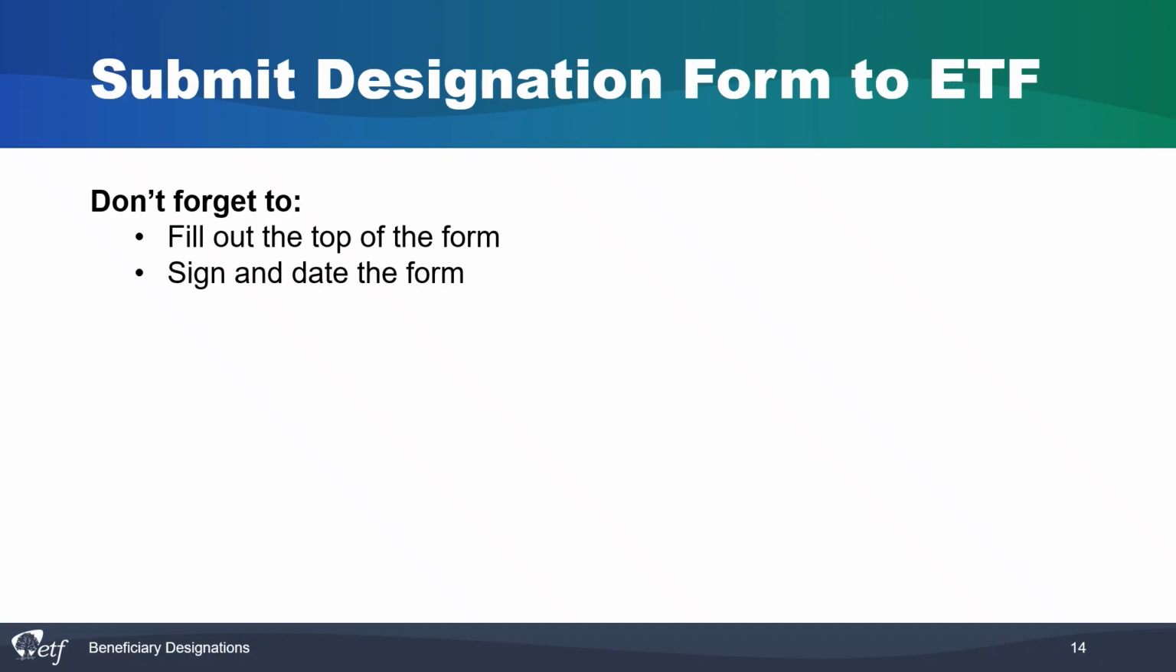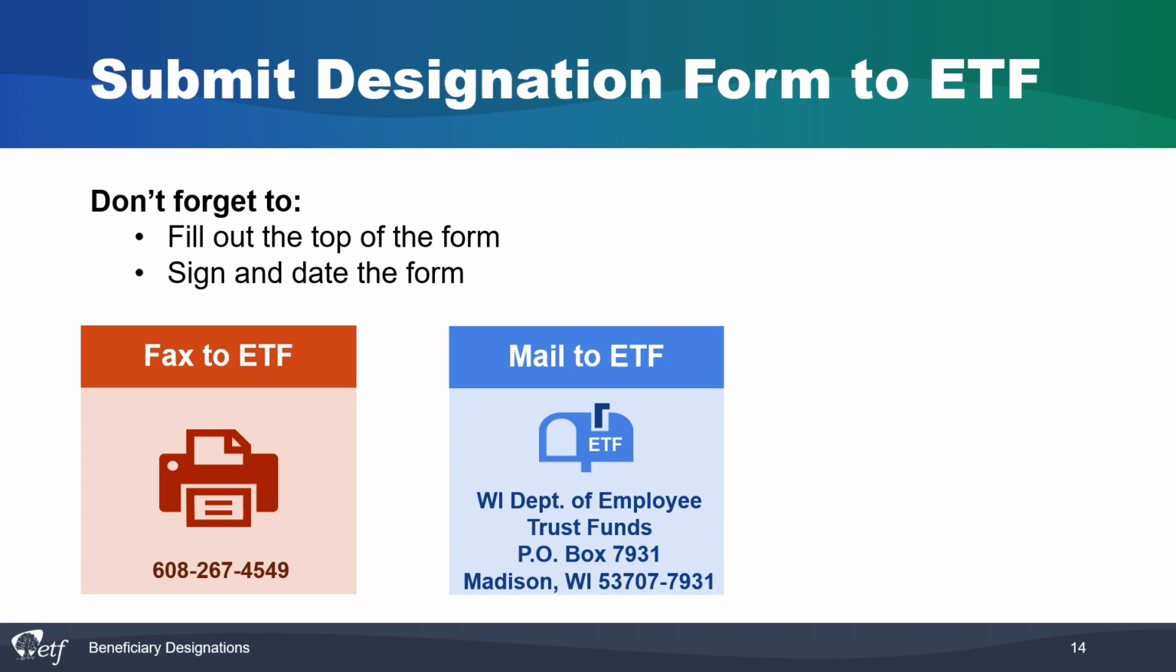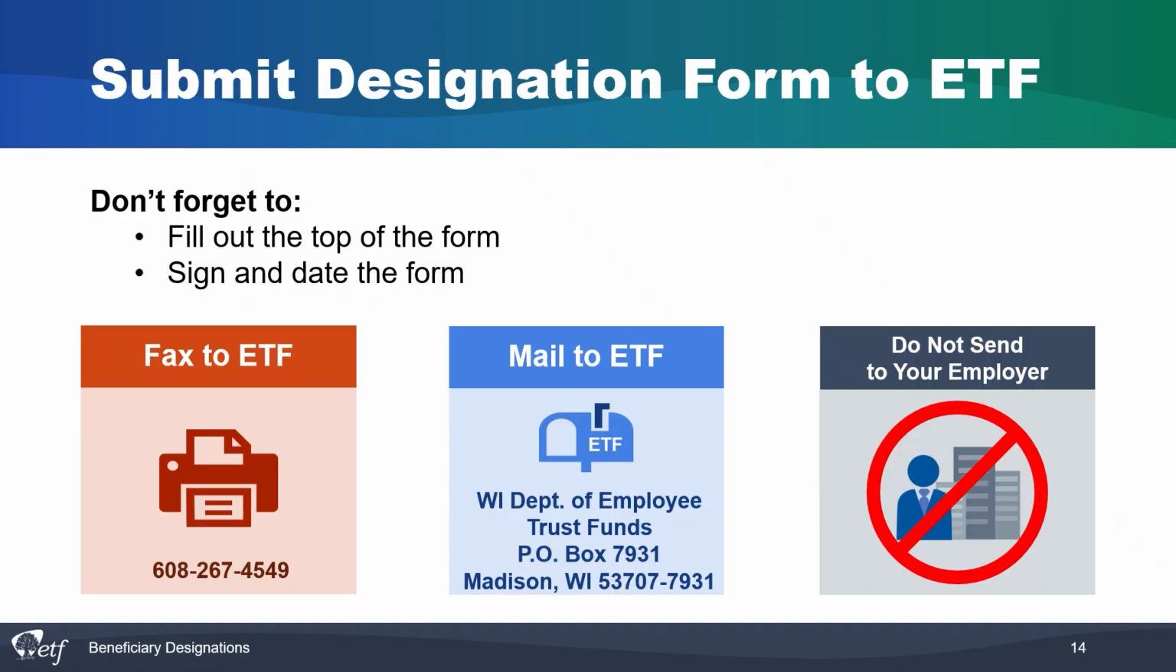You have two ways to submit a form to ETF. First, you can fax the form to ETF by dialing 608-267-4549, or send the form in the mail to the Wisconsin Department of Employee Trust Funds at P.O. Box 7931, Madison, Wisconsin 53707-7931. Do not send the form to your employer. You must submit it directly to ETF.